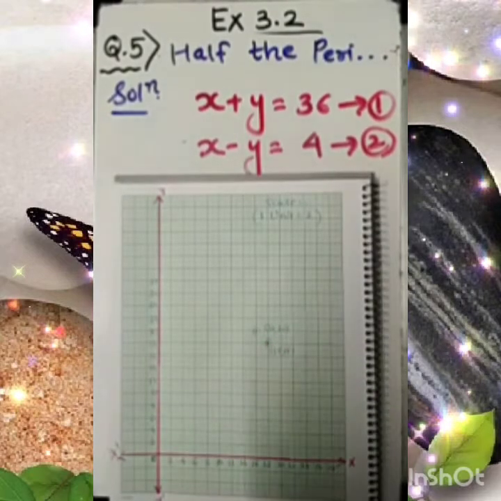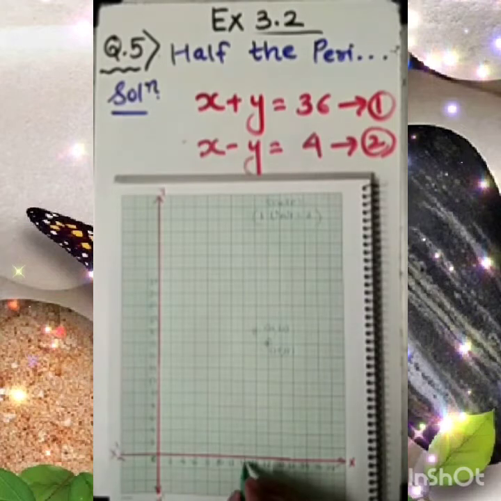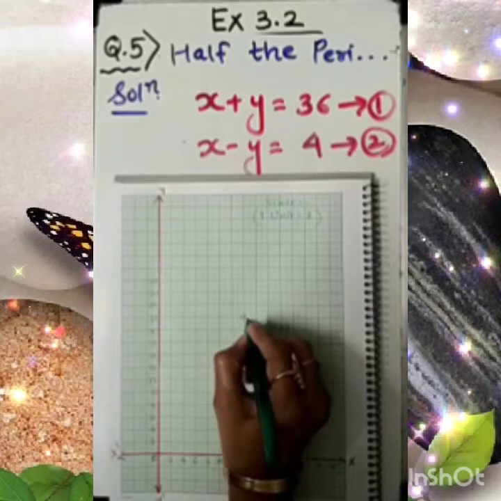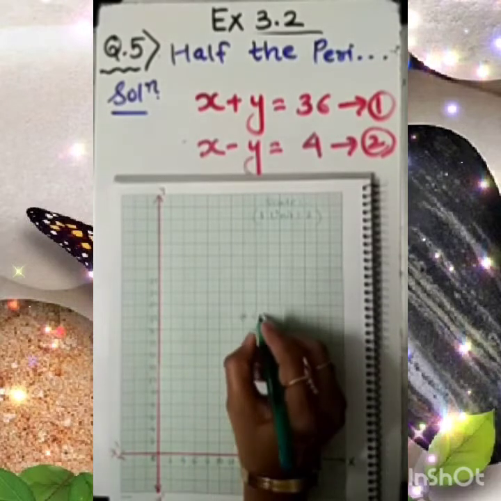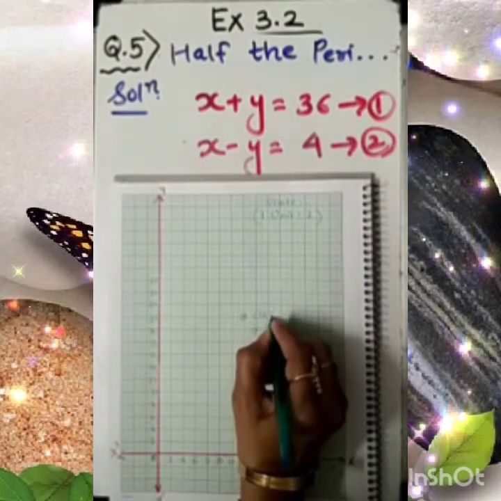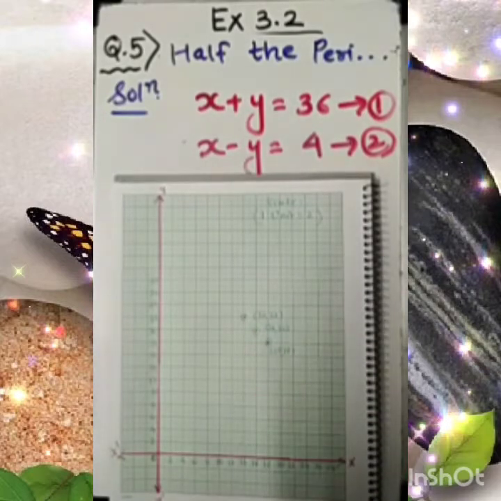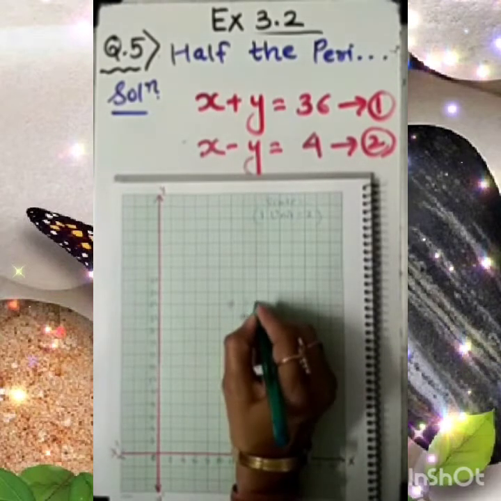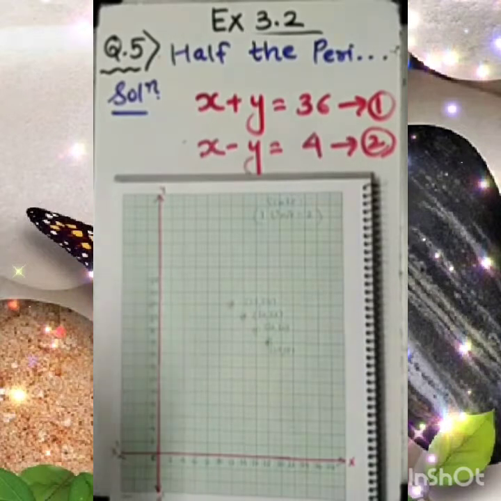Fine. The third point is 14, 22. 14 on the x-axis. Let's move up to 22 on the y-axis. So here this point is 14, 22. The next point we have chosen is 12, 24. 12 is here, and of course 24 is coming here. So this is 12, 24. Okay. Now it's time to draw the line. Let's draw the line joining all these points. Let's see which type of graph we will have.